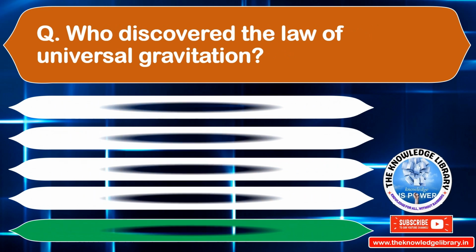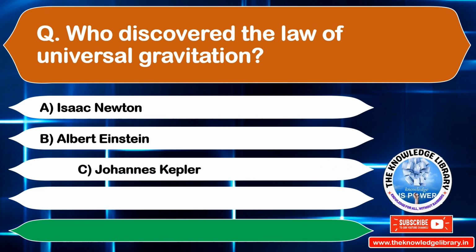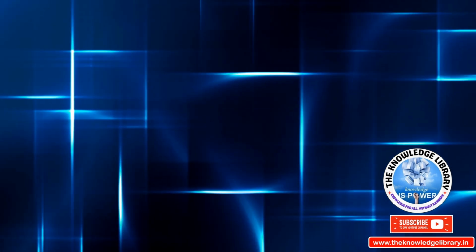Who discovered the law of universal gravitation? Option A. Isaac Newton. Option B. Albert Einstein. Option C. Johannes Kepler. Option D. Galileo Galilei. The correct answer is option A. Isaac Newton. Move to the next question.